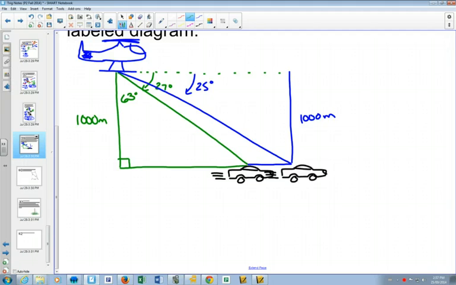And what always happens with an angle of depression is that an angle of depression from the top will equal the angle of elevation from the car's perspective. Similarly, that angle of depression of 25 will equal the angle of elevation from the car's perspective. And this one in blue, if you measured this bigger one in blue, would now be 65 degrees.